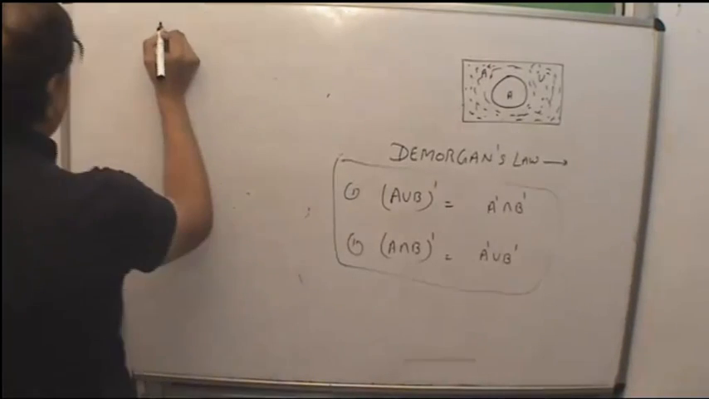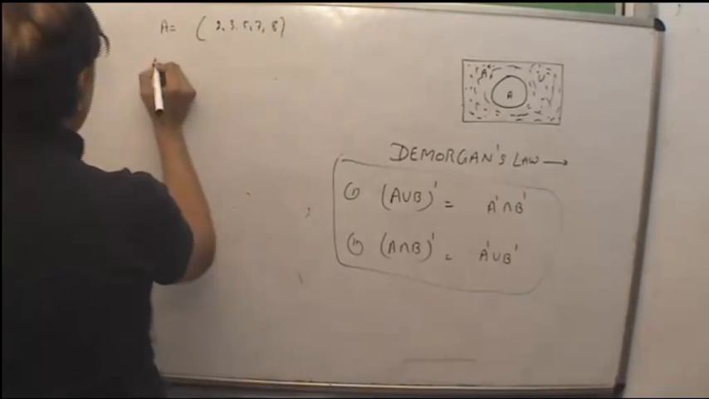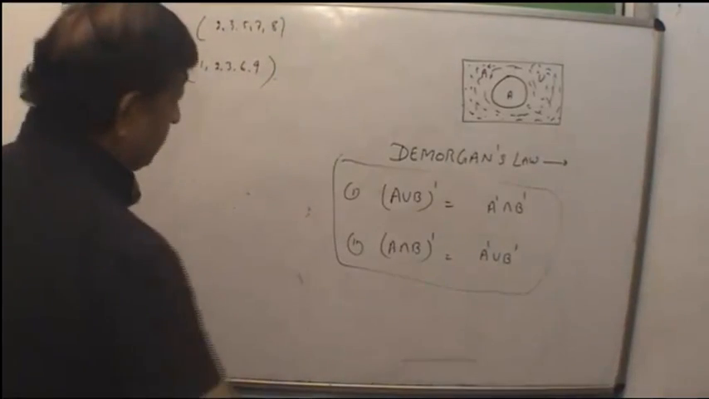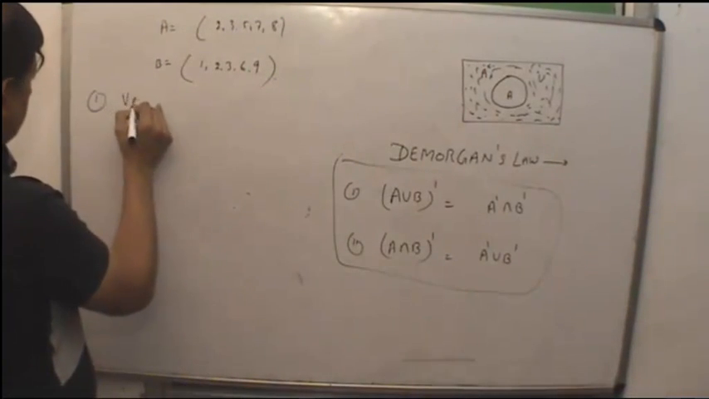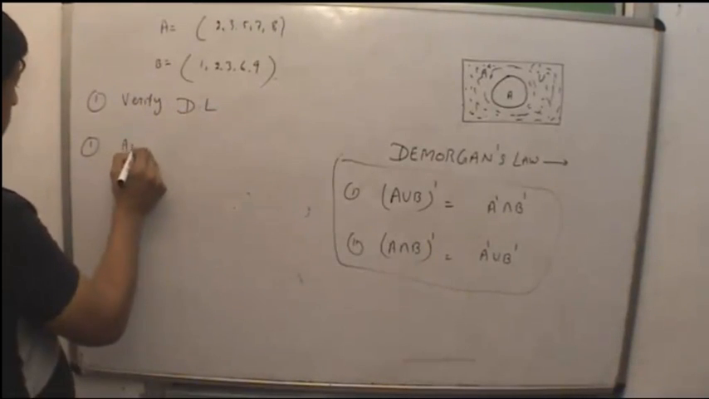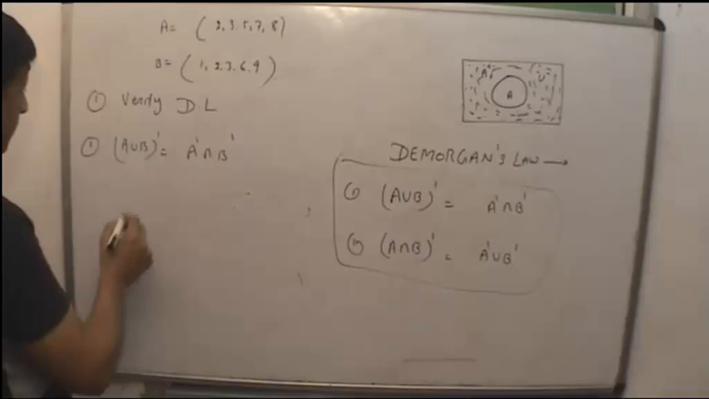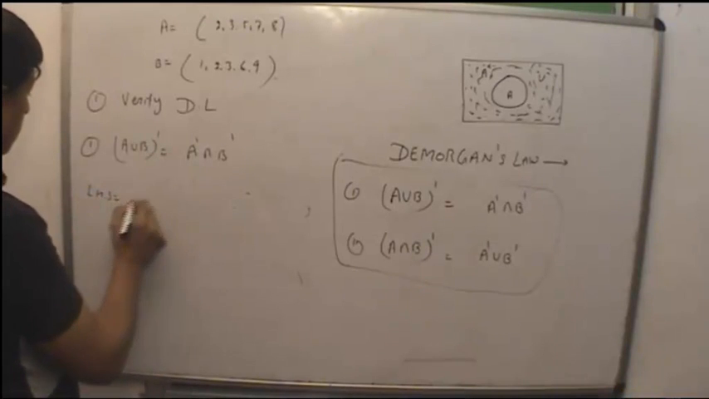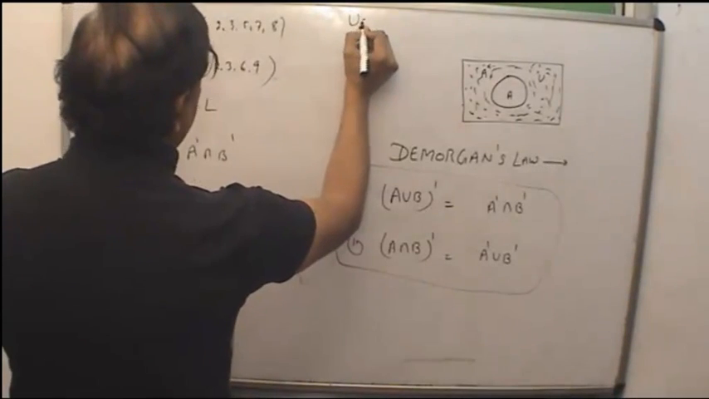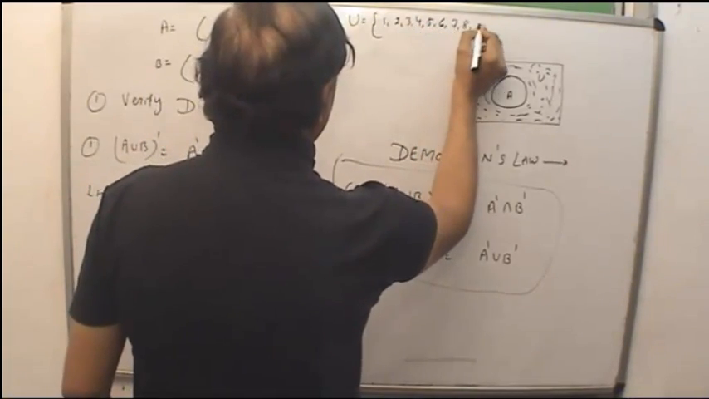Let us take an example. Say A is equal to 2, 3, 5, 7, 8 and B is equal to 1, 3, 6, 9. Here are the given sets. We want to verify De Morgan's law: (A union B) complement is equal to A complement intersection B complement. We take the left-hand side, (A union B) complement. First find A union B. And we take the universal set 1, 2, 3, 4, 5, 6, 7, 8 and 9.